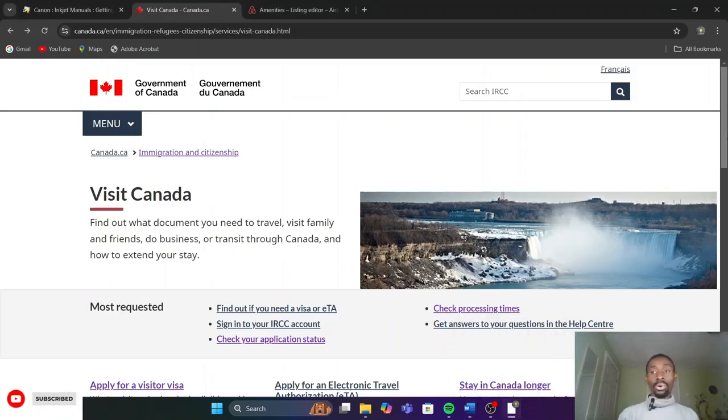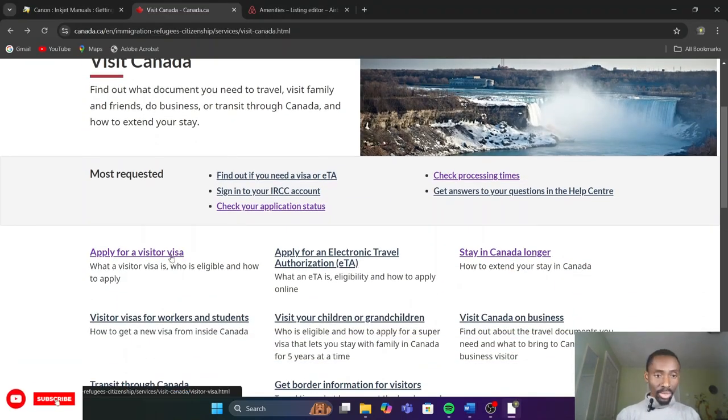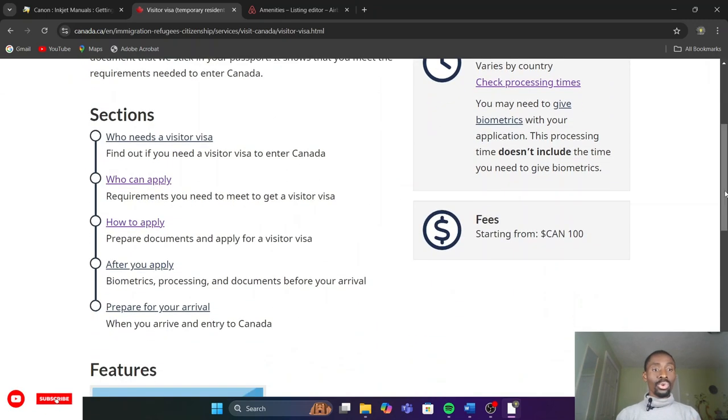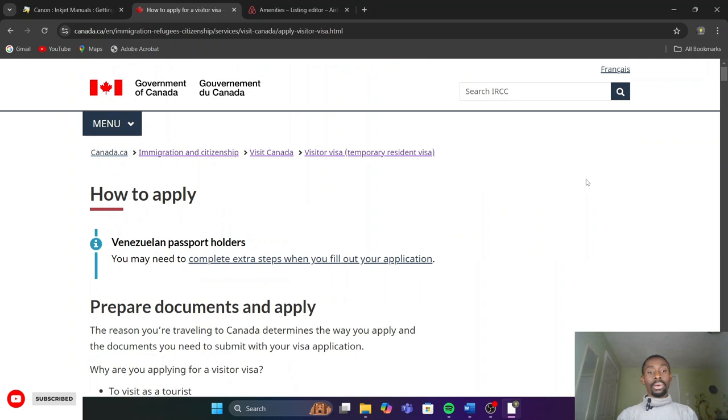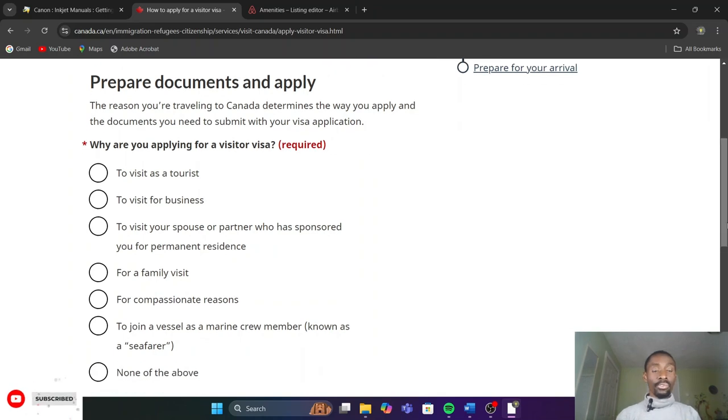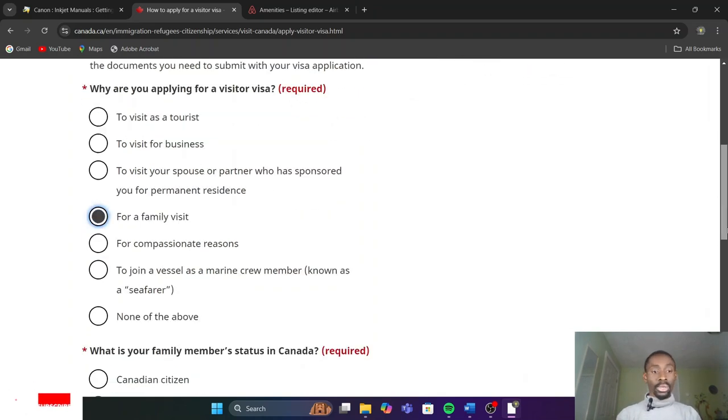Just go. I will share the link below. Go to this page and apply for a Canada visitor visa. Once you go onto this page, you will go to how to apply. It will take you to this page, and they will ask you this question: prepare documents and apply. Why are you applying for a visitor visa? Of course, for a family visit.